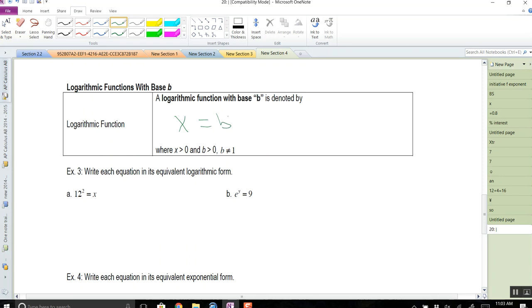X equals b to the y is the same thing as that. And remember, it's the inverse of y equals b to the x. The inverse of y equals b to the x is x equals b to the y. X equals b to the y can be written as log base b of x equals y.